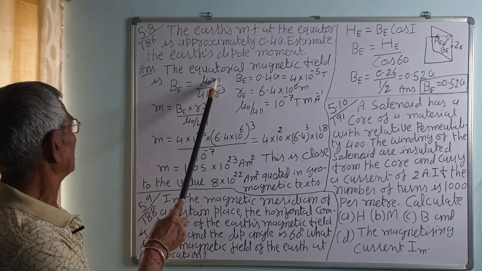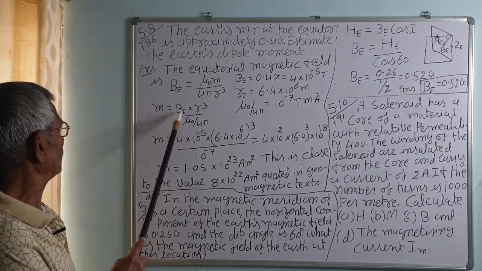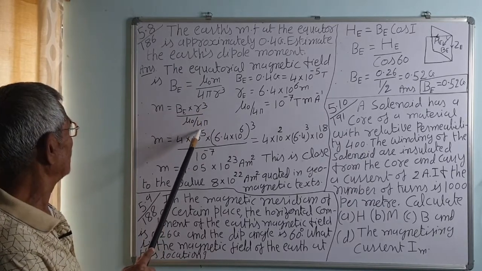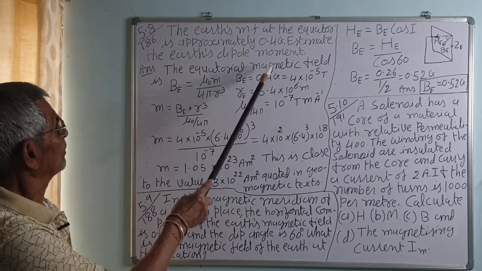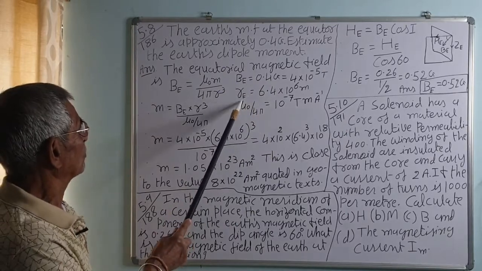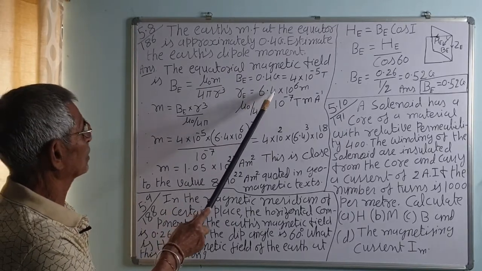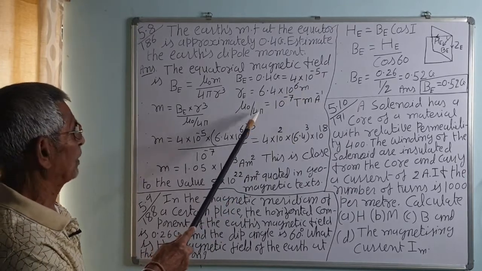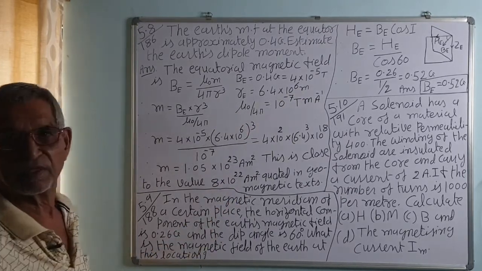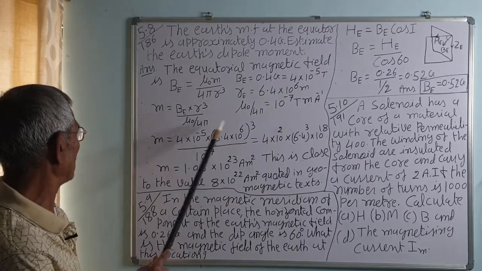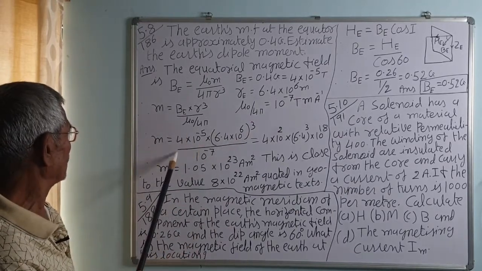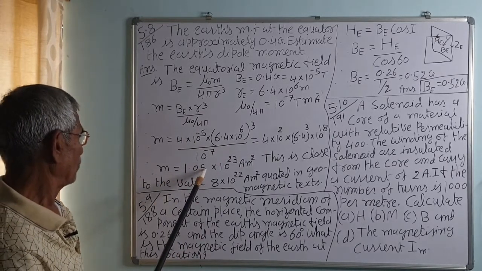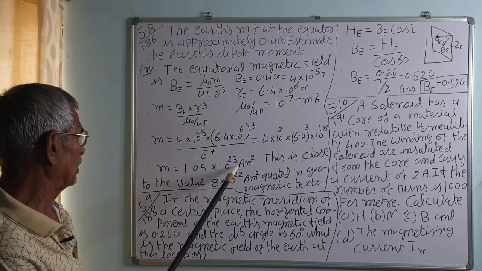So the magnetic moment m, the dipole moment m, is equal to B_E, the earth's magnetic field, into the radius of the earth cubed upon mu 0 upon 4 pi. B_E is given already as 0.4 G. The radius of the earth is also given, 6.4 into 10 raised to 6 meter, and mu 0 upon 4 pi we know is 10 raised to minus 7 Tesla meter ampere minus 1. Introducing these values, we get m equal to 1.05 into 10 raised to power 23 ampere meter squared.